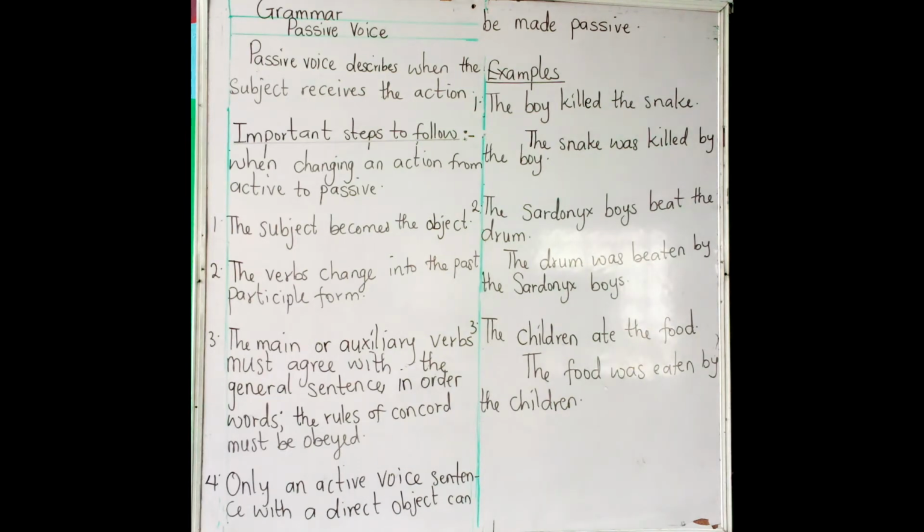Number one, when changing an action from active to passive, the things you need to note are: number one, the subject becomes the object. Remember the part of the sentence that we call the subject. That's the first or initial part of the statement. So when we move on to the passive voice, the reverse becomes the case. The subject changes position and moves to the place of the object.